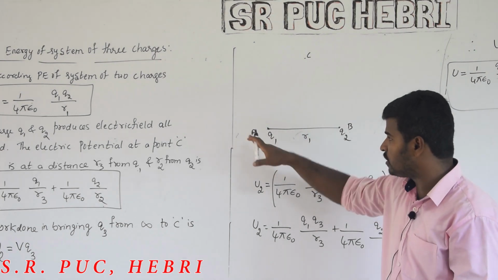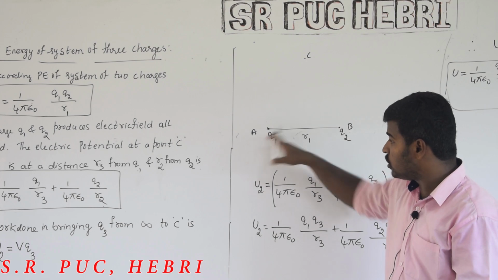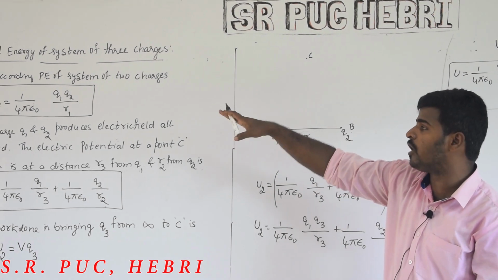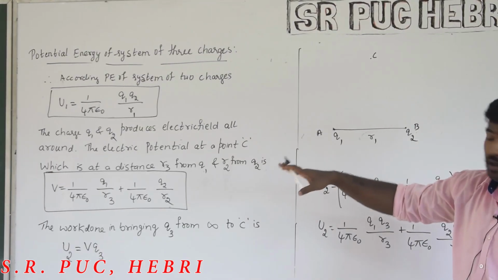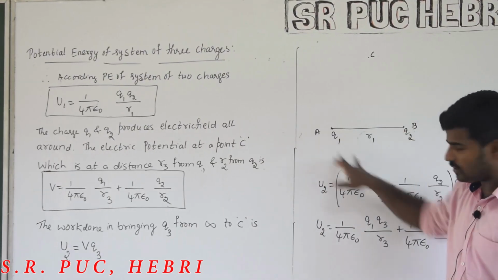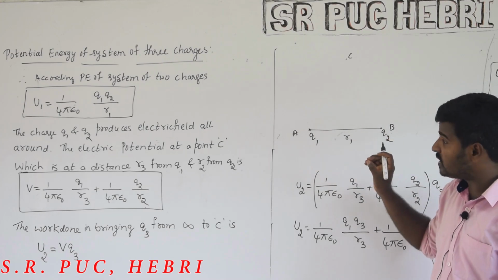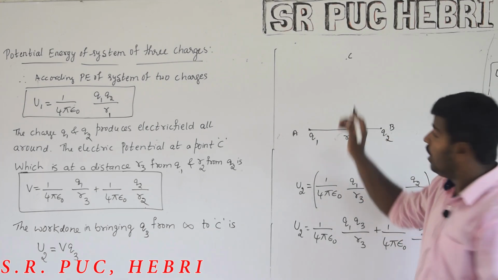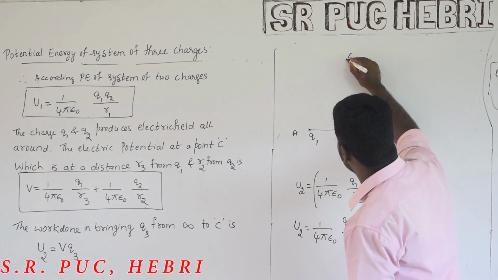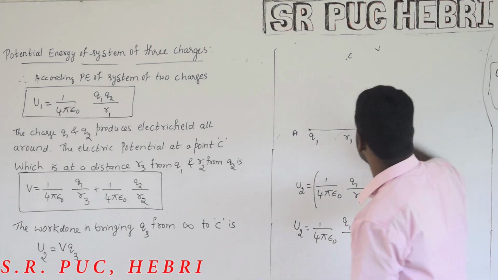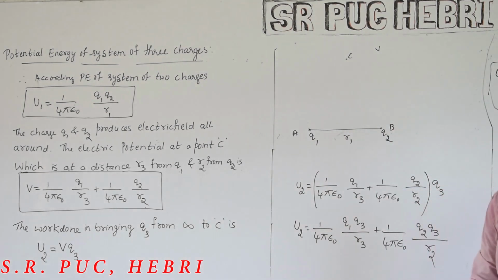According to the first derivation, the potential energy of a system of two charges is given by U1 is equal to 1 by 4 pi epsilon naught Q1 Q2 divided by R1. Now, these two charges, Q1 and Q2, produce an electric field all around. Before introducing the charge over the point C, the point C has a potential because of Q1 and Q2.